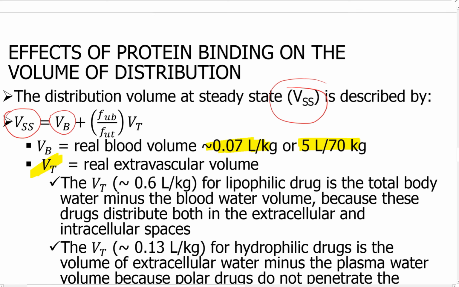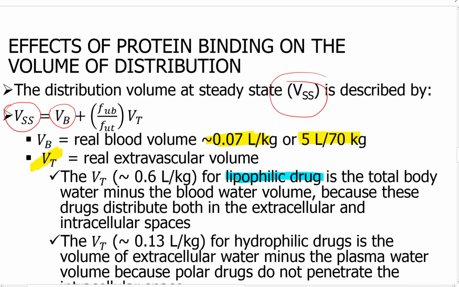So the volume of distribution, where the drug distributes, depends also on the properties of the drug. For example, if the drug is very lipophilic, the real extravascular volume is the total body water minus the blood volume. If you multiply this, doing the calculation, 0.6 times 70, you see it's 42 liter. So VT, volume of tissue, is about 42 liter in the case of a lipophilic drug, because this drug distributes both in the extracellular and intracellular spaces.